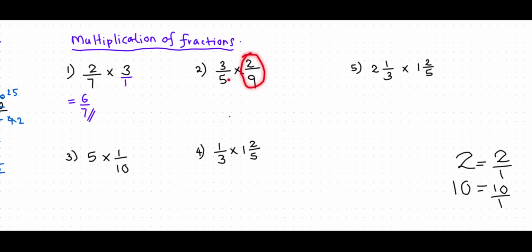Can we simplify 3 and 9? Yes, both are multiples of 3. So we can cut by 3. Then 2 and 5? No, we can't simplify. Before we multiply, we can simplify if we can. 3 times 1, this is 3 times 3. Now multiply them. 1 times 2 is 2. 5 times 3 is 15. This is a proper fraction and this is the simplest form.